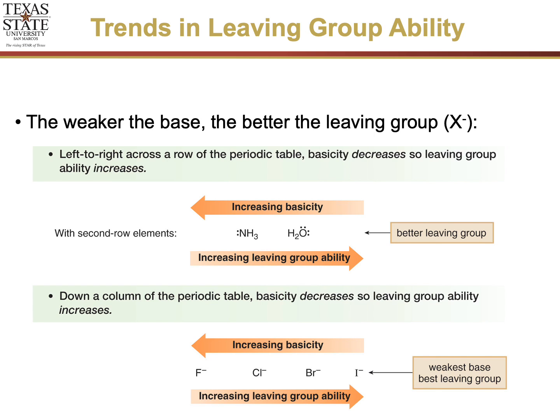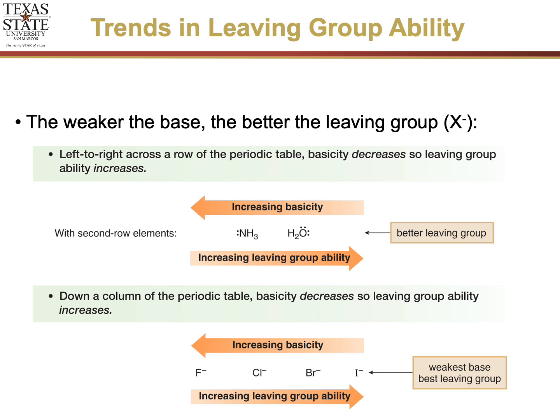There are trends in the leaving group ability. First of all, the weaker the base, the better the leaving group. If we look across the row of the periodic table, basicity decreases, so the leaving group ability increases, meaning that water is a better leaving group than ammonia because it is the weaker of the two bases.